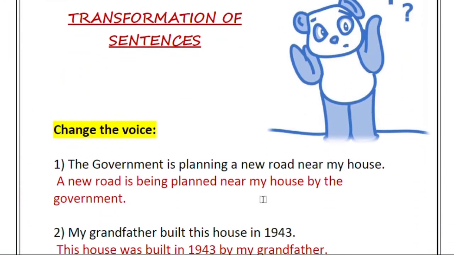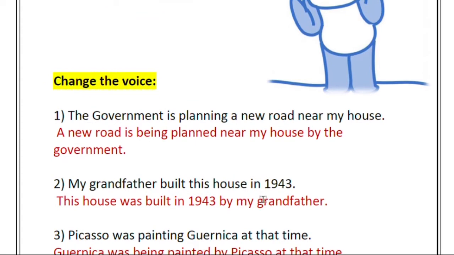First, we will be doing voice change. Okay, voice change means active and passive voice when we are told to change from active to passive or passive to active. So let's see. First, you have to identify where the subject is. As you know, you have to find out the subject so that you can identify whether it is in active or passive voice. You know that when the subject is in front, it means that it is active, and otherwise passive. So, see, in the first sentence, the government is planning a new road near my house.